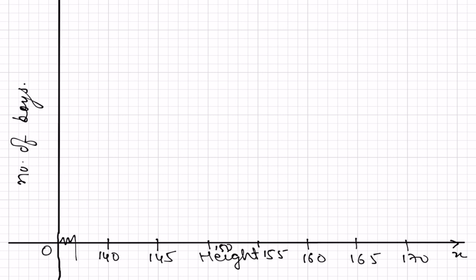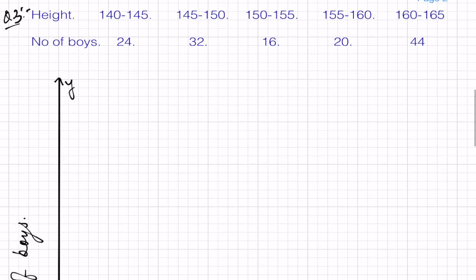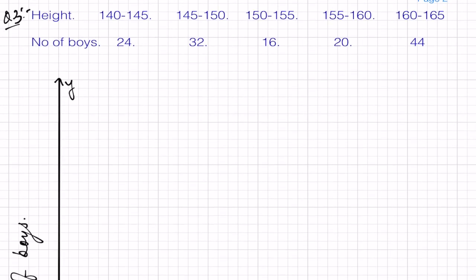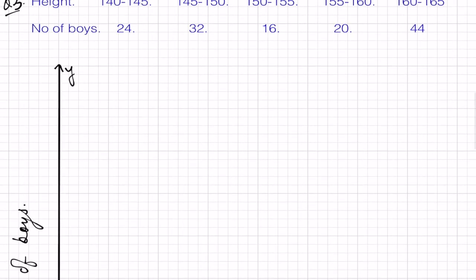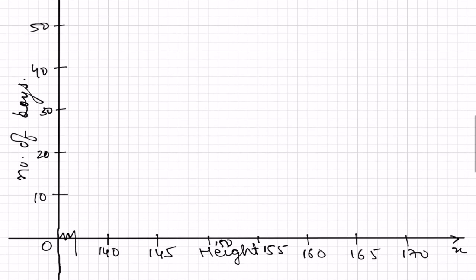We can see the maximum frequency here is 44. So either take a gap of 4, 4 or 5, 5 or 10, 10. Choice is yours. We can see here each number is a multiple of 4. So I am taking a gap of 10, 10, 10, 20, 30, 40 and this is 50. So the first frequency is 24. It's starting from 140 to 145. So we have to draw the first bar on this class interval, that is 24. So this is 24. Okay, this is the first block.